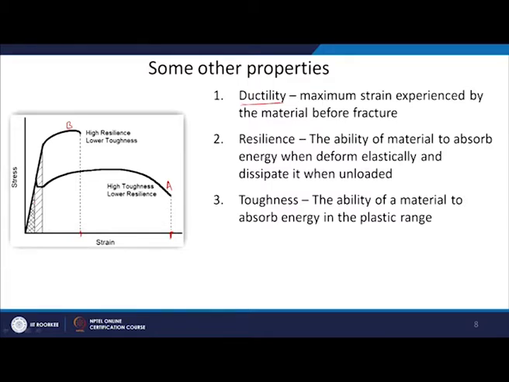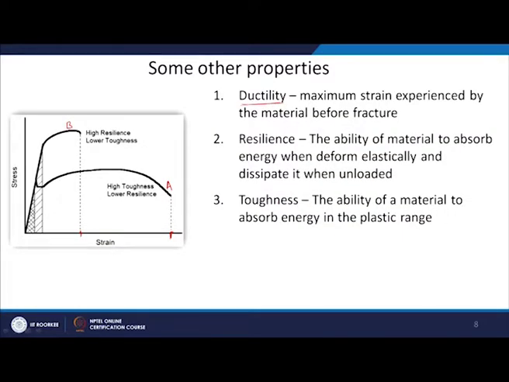In case of material B, the resilience is up to this point, because the yield strength is more in this. So, you can see that the resilience has increased in this material. This material will be more resilient. Then another property is called toughness, the ability of the material to absorb energy in the plastic range. This is for the elastic range.